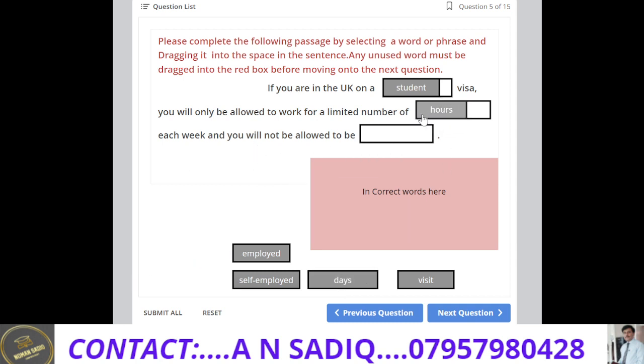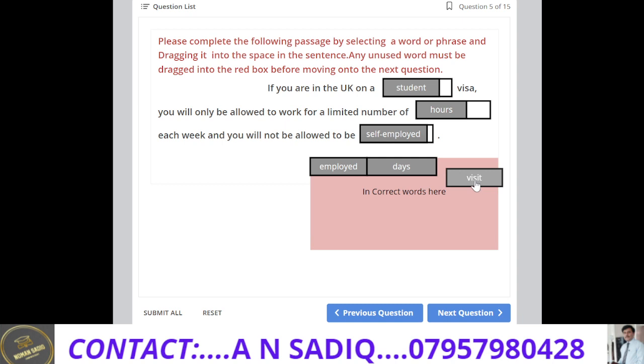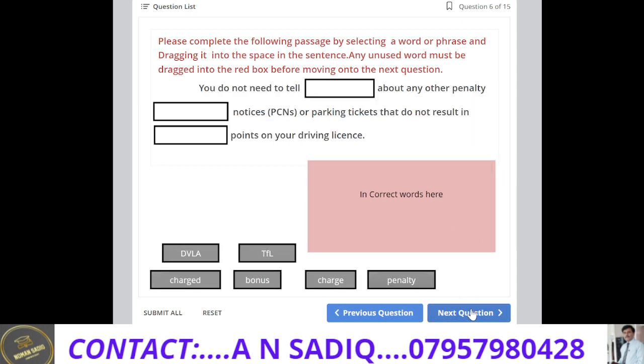So each week, it is mentioned in the book how many hours you are allowed to work in a week. And you will not be allowed to be employed or self-employed. So you can be employed, but you could not be self-employed. So these are the words which we have not used. We will put these words here. So let's jump to the next question.